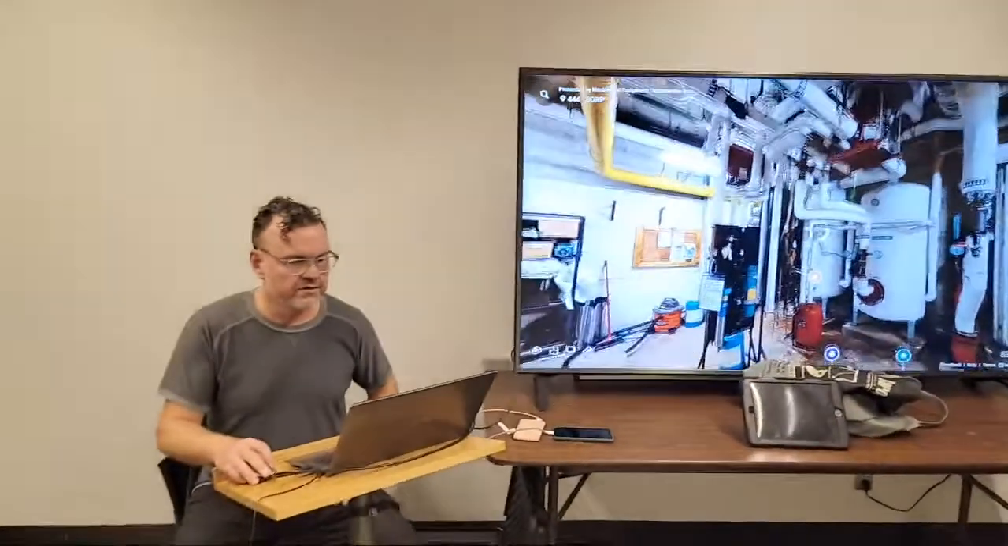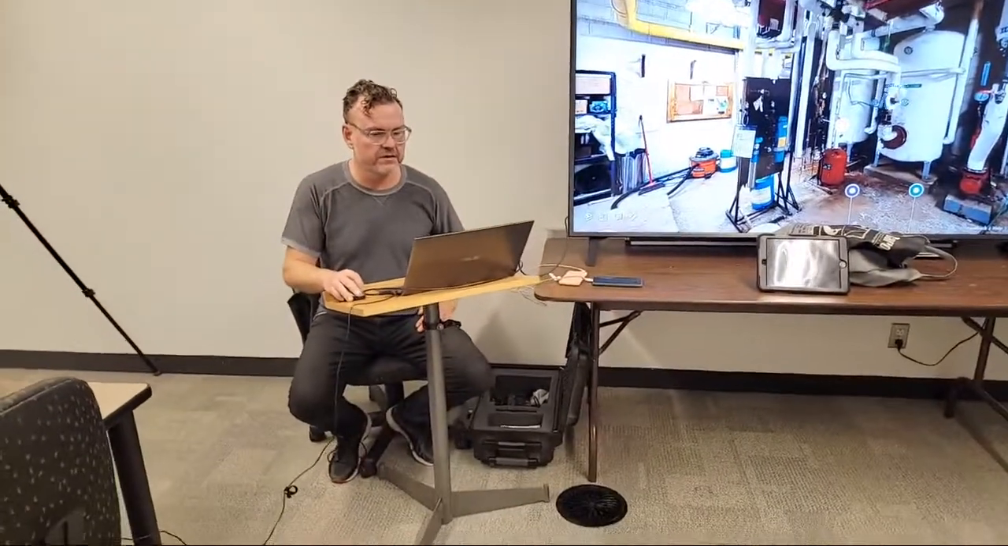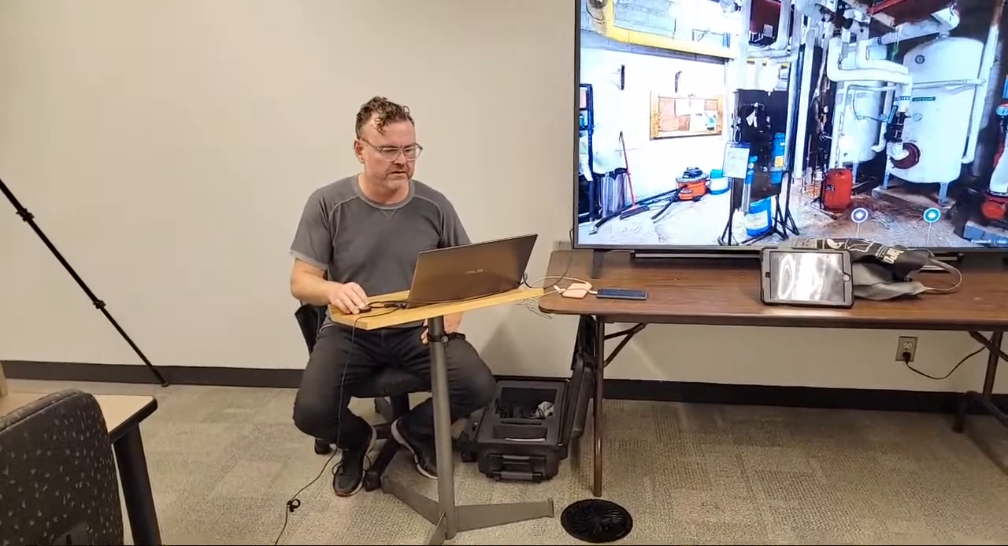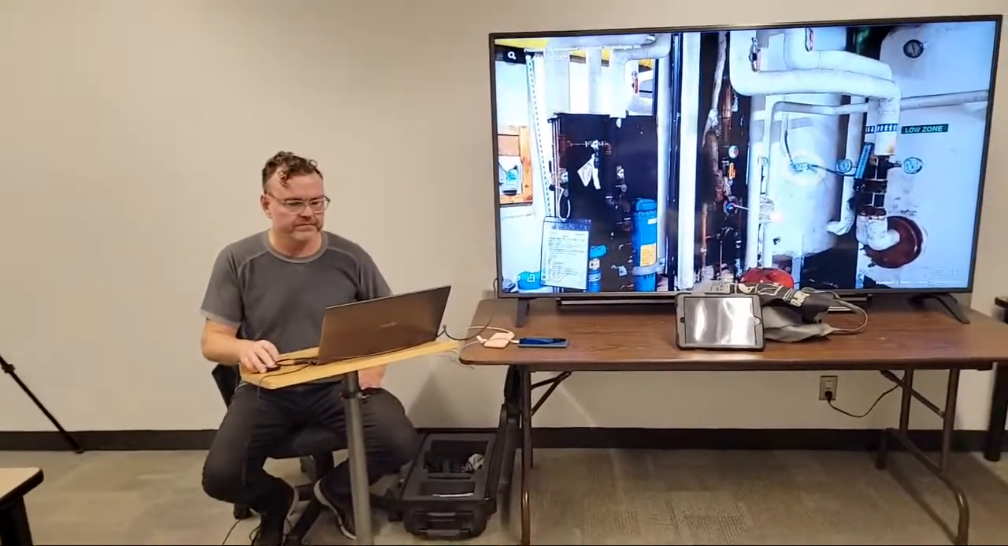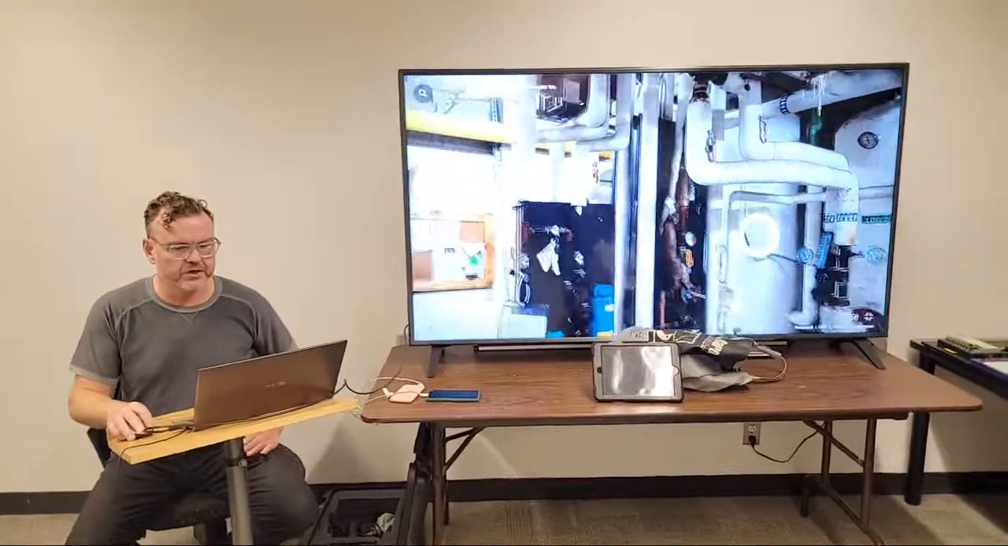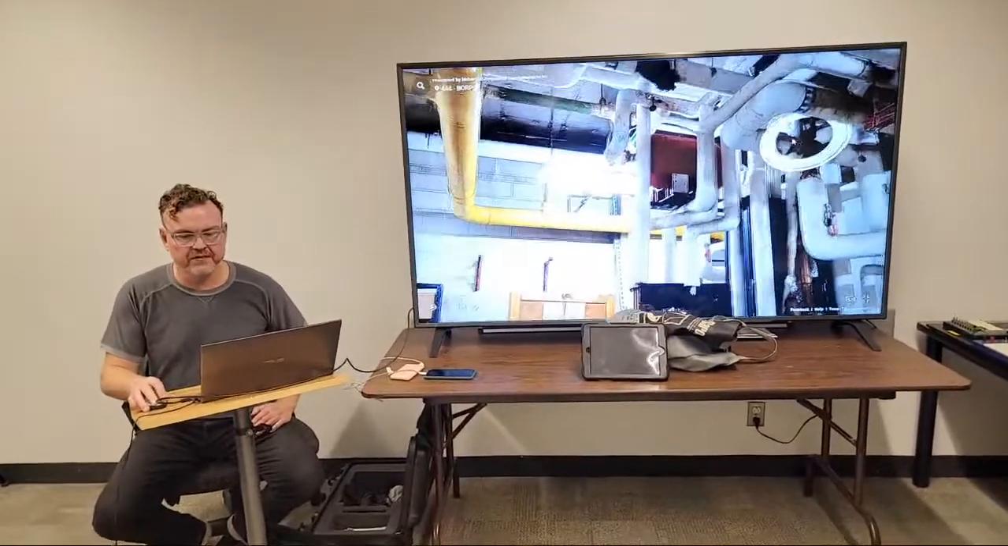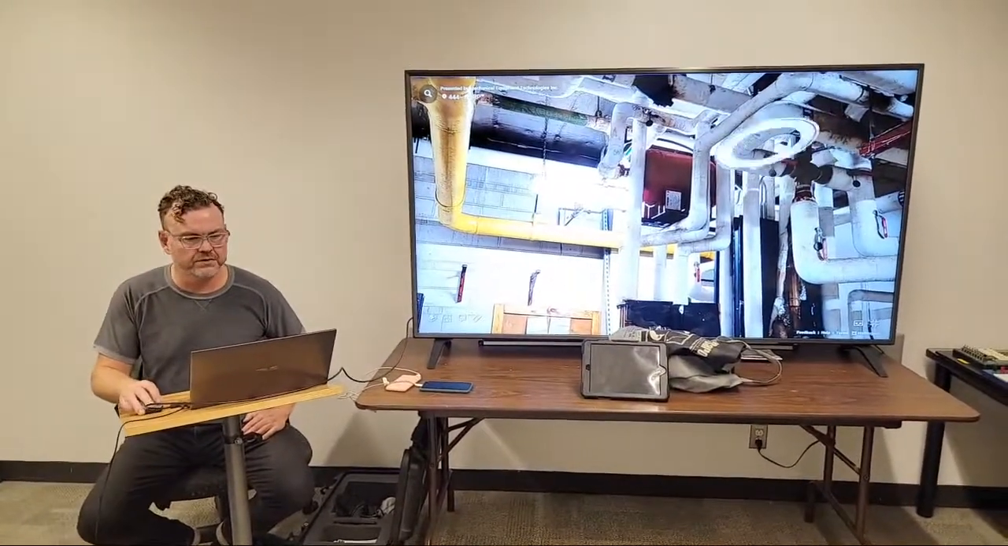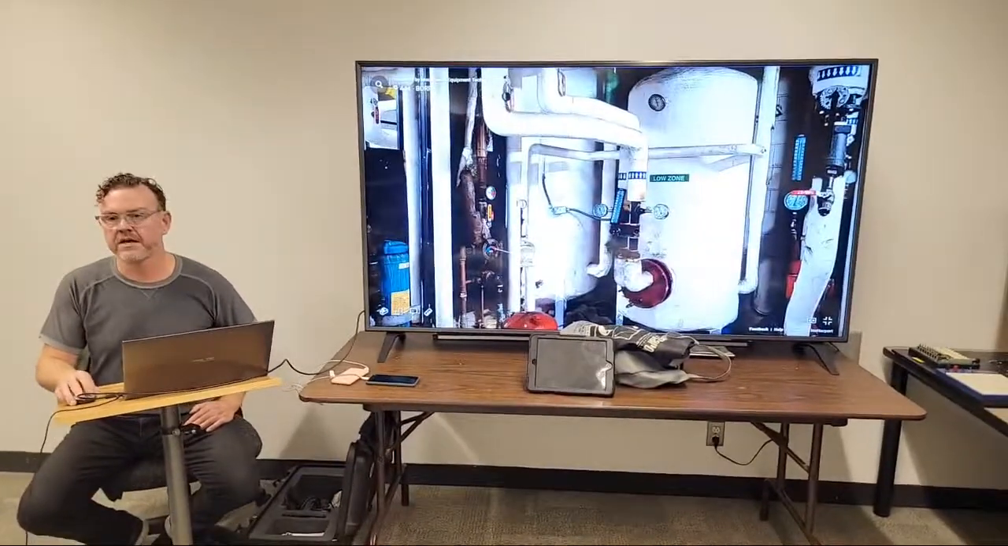And then there's a diverting valve here. So right where I've got this, that's a temperature sensor. And when that temperature drops below a certain amount, this valve will divert the water from circulating back to the boiler into the tank, right?